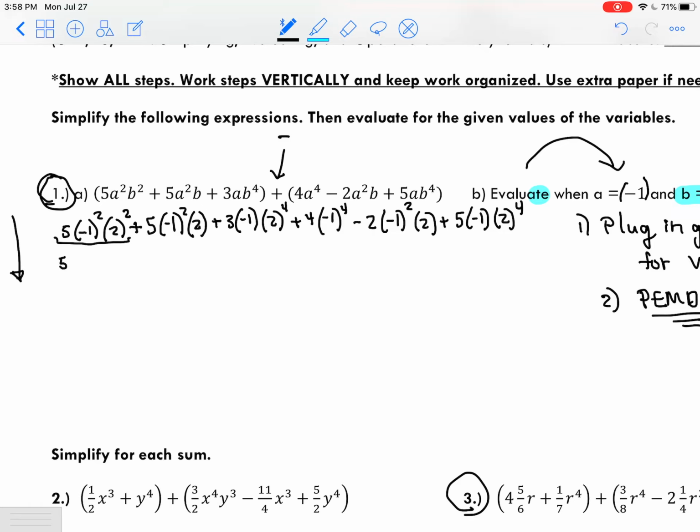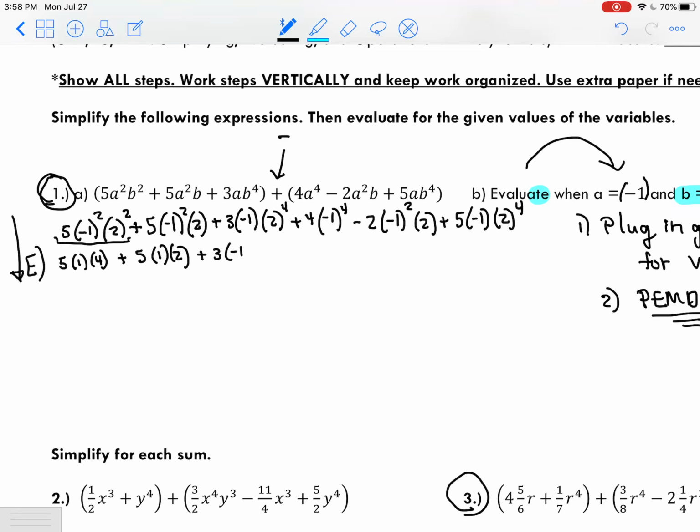So we're going to have 5 times negative 1 squared. So I've got a negative times a negative, which is going to give me a positive, and 2 squared is 4. And I'm just working across in this manner. I'm going to be dealing with all of the exponents. That's all I'm doing in this step right here. So plus 5, and then I've got negative 1 quantity squared. Once again, negative times a negative is a positive, times 2.